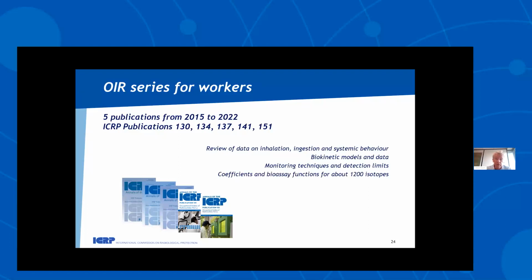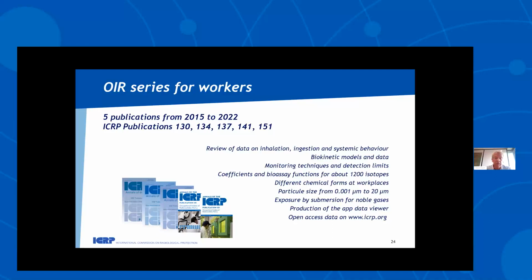We provide the coefficients and bioassay functions for about 1,200 isotopes, which are actually the isotopes provided in ICRP 107. We provide these coefficients for different chemical forms, which are the main chemical forms found at the workplace. We provide the dose coefficients for different particle sizes, for gas, for vapor, but also for particle sizes ranging from 1 nanometer to 20 micrometers. We also provide dose coefficients for exposure by submersion for some noble gases.